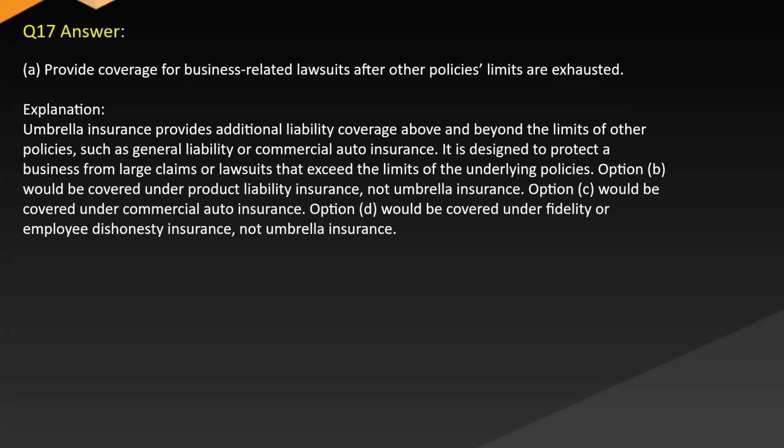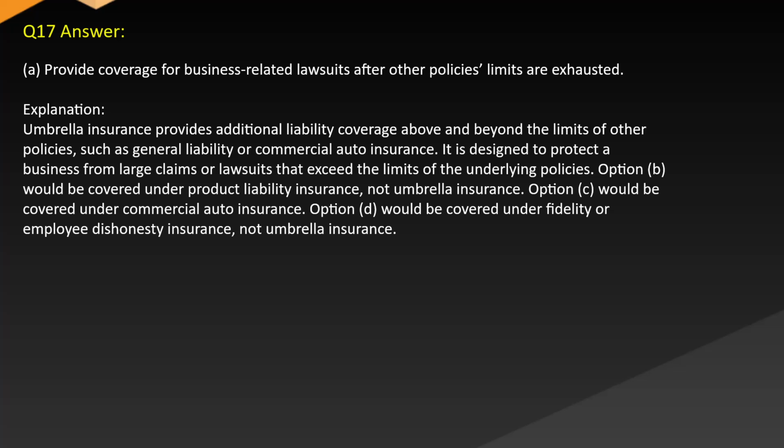Answer: A. Provide coverage for business-related lawsuits after other policies' limits are exhausted. Explanation: umbrella insurance provides additional liability coverage above and beyond the limits of other policies, such as general liability or commercial auto insurance. It is designed to protect a business from large claims or lawsuits that exceed the limits of the underlying policies.